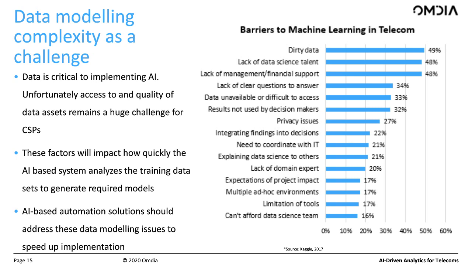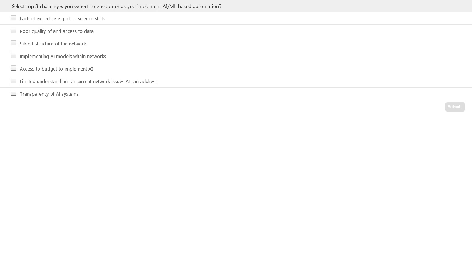I will take a pause at this point for us to take our first polling question. Our first question says, please select your top three challenges you expect to encounter as you implement AI and ML-based automation within your networks. The options we have are as follows: number one, lack of expertise, for example, data science skills; number two, poor quality of and access to data; number three, the siloed structure of the network; number four, implementing AI models within networks.